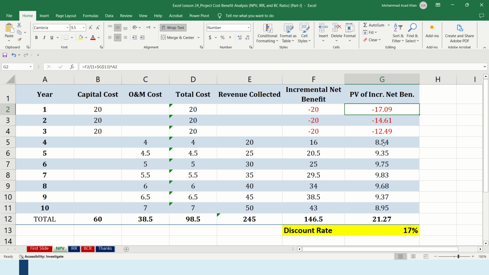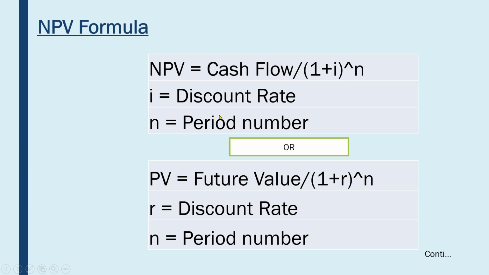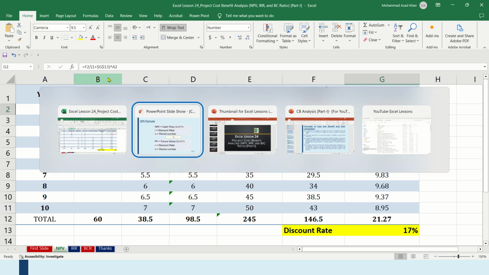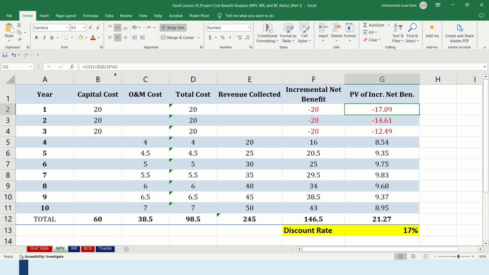Only by mentioning it here, I have applied it across so many cells. So 1 plus $G$13 raised to the power A2. A2 is the year, the period number, so the cash flow is discounted by the period number. So we have basically converted this formula into a function. The NPV formula has been transferred into a function.